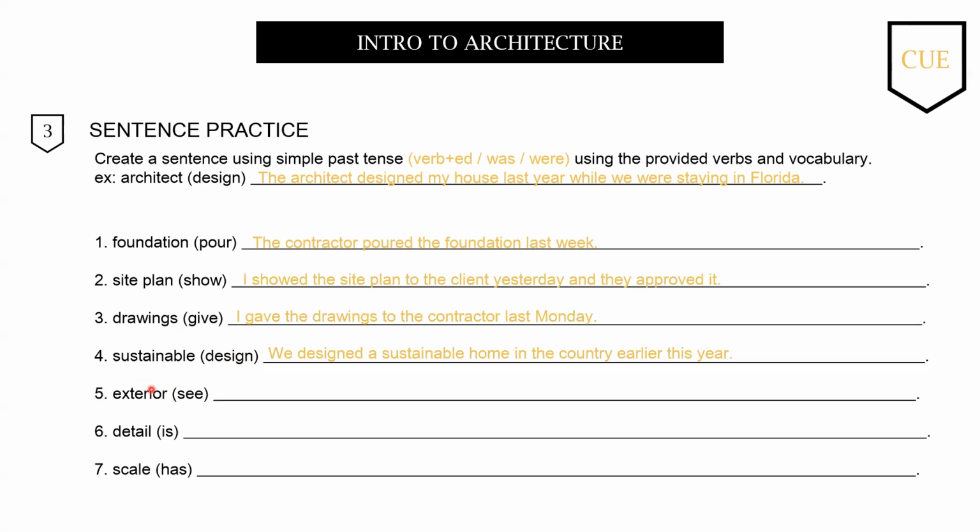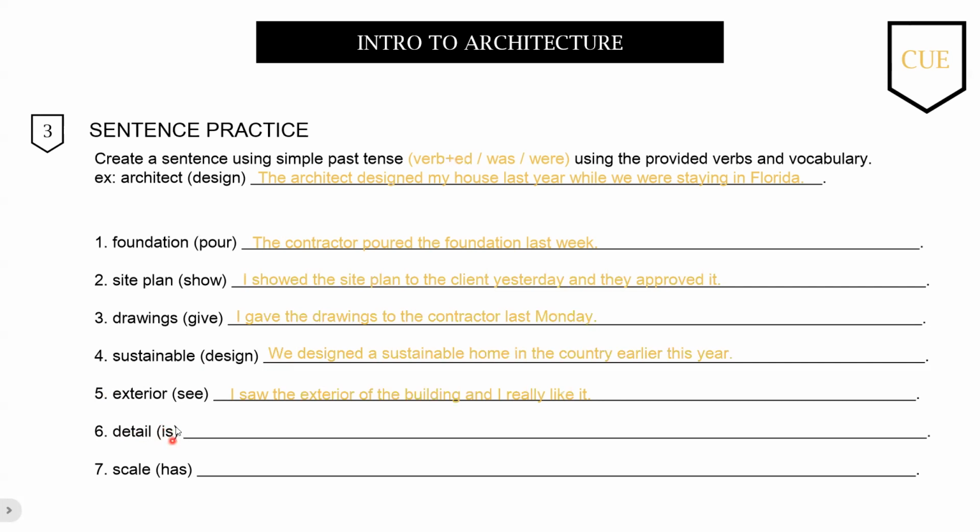Number 5, exterior. See, past tense for see is, that's right, saw. I saw the exterior of the building and I really liked it. Or I really like it, but also this could be present tense because you saw it in the past and you like it now.